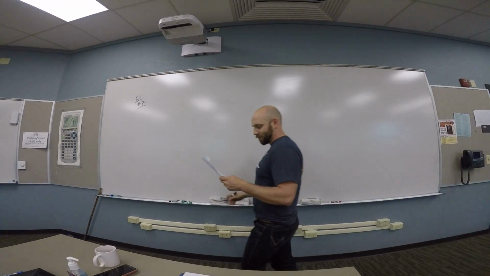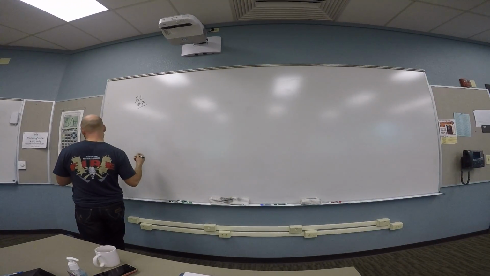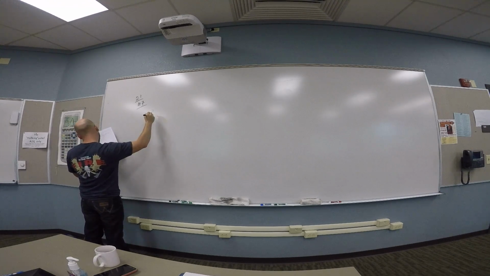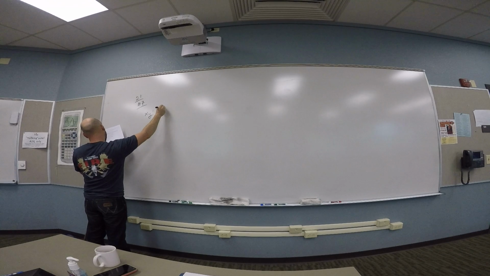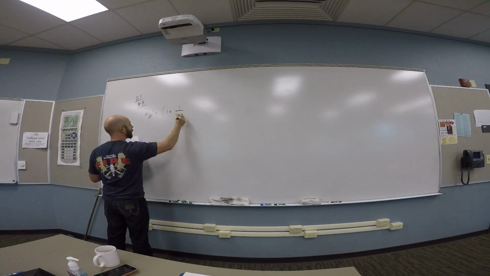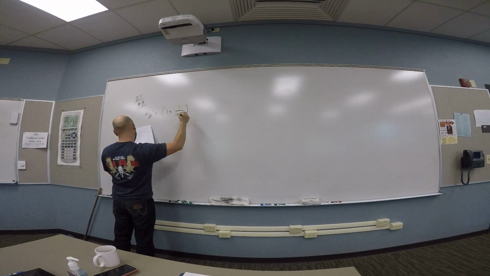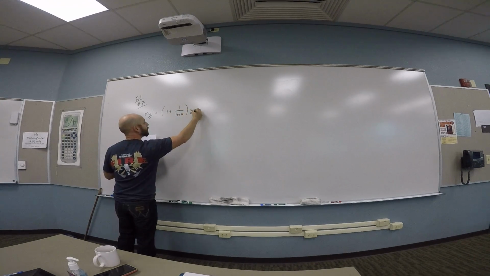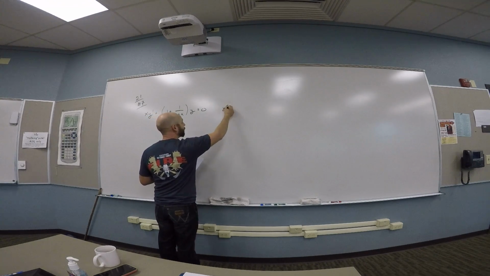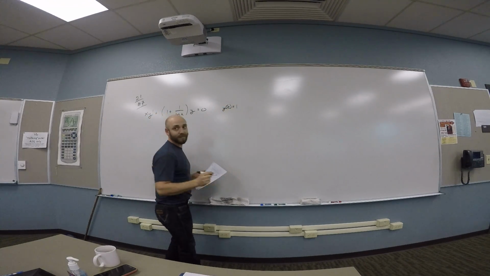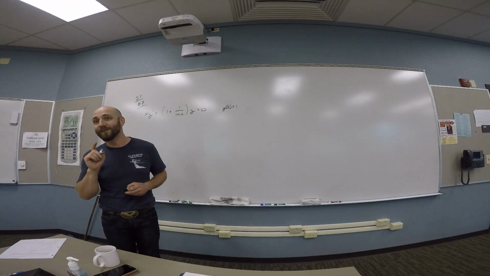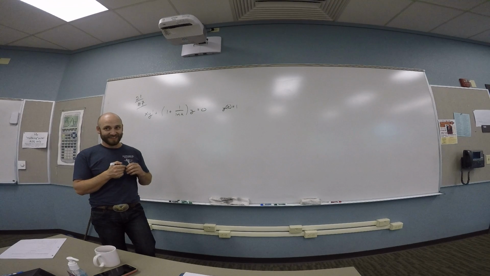Alright, so we want to try to solve 2.1 number 7, which says you have xy prime plus the quantity 1 plus 1 over log x times y is 0. And we have an initial condition of y of e is 1. Please everyone note, y of e is 1.